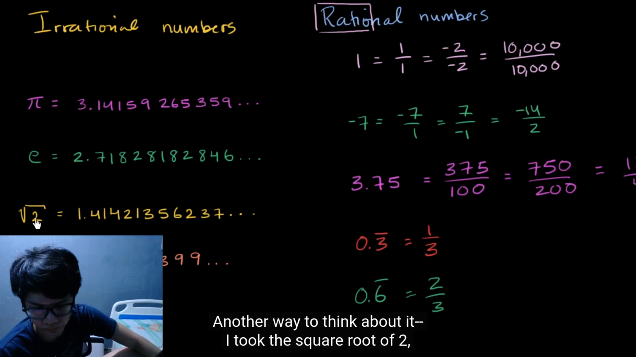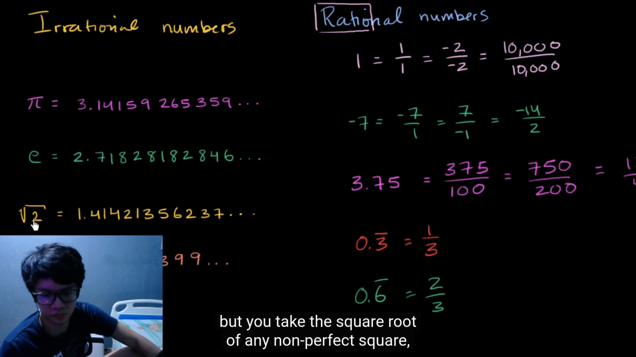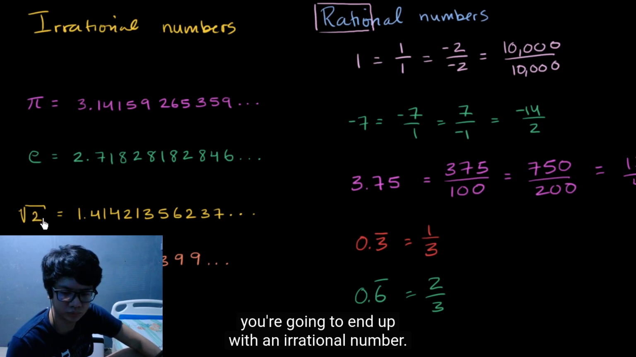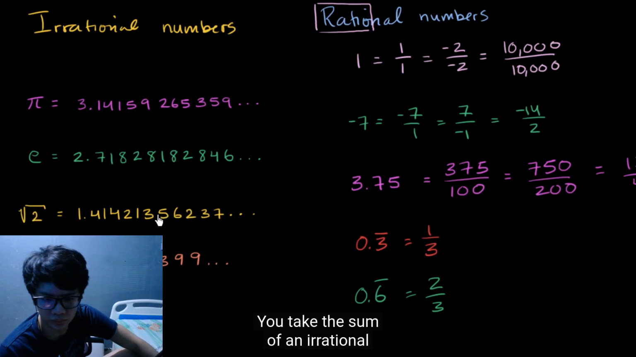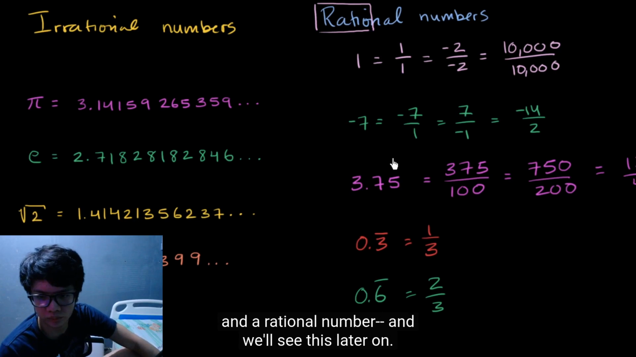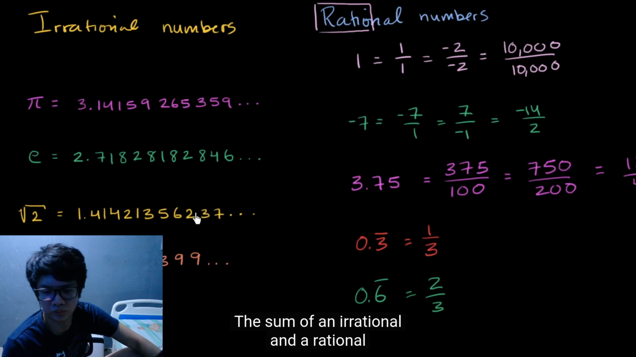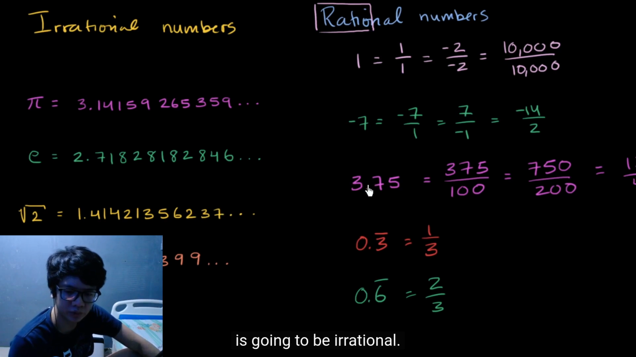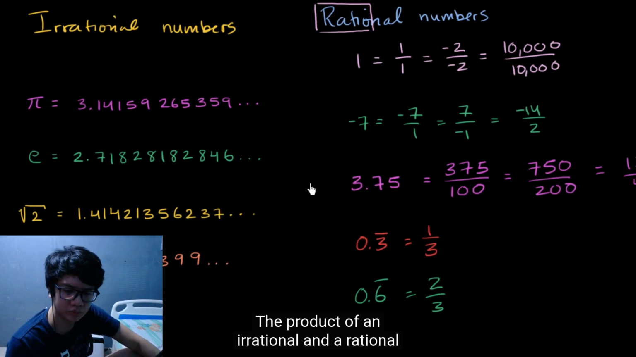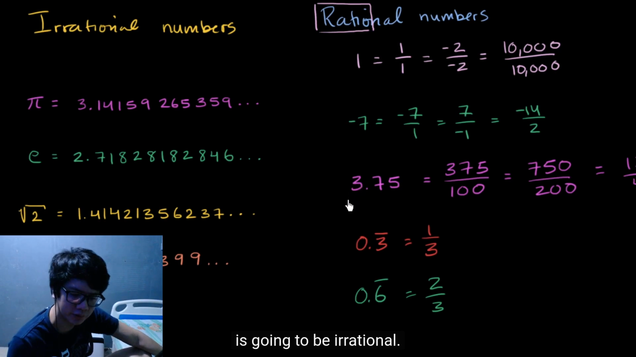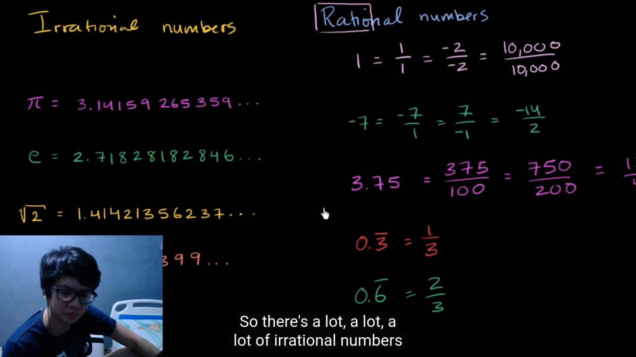Another way to think about it, I took square root of 2, but you take the square root of any non-perfect square, you're going to end up with an irrational number. You take the sum of an irrational and a rational number, and we'll see this later on. We'll prove it to ourselves. The sum of an irrational and a rational is going to be irrational. The product of an irrational and a rational is going to be irrational. So there's a lot of irrational numbers out there.